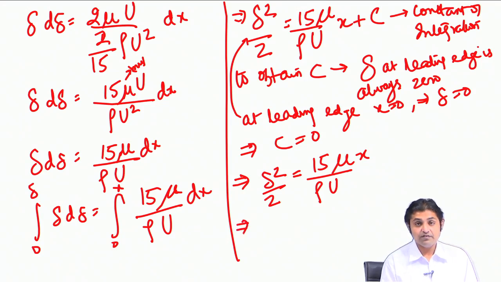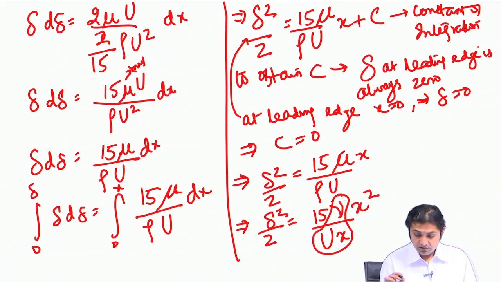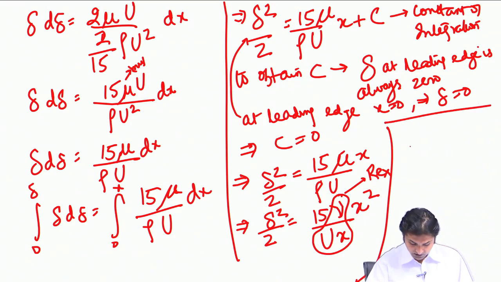Or just to simplify, this left hand side will remain the same. If you divide mu by rho, this becomes nu, right, and this U, multiply it with x in numerator and denominator as well, and this one is written as the Reynolds number at a distance x. Alright, so I will just conclude here.